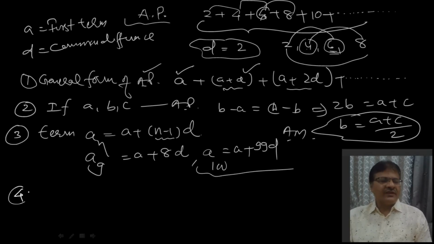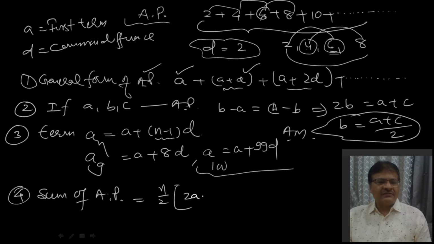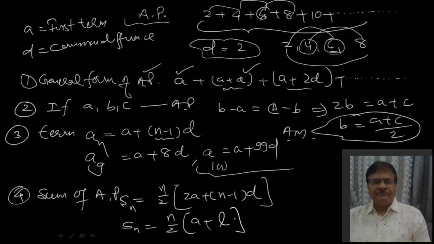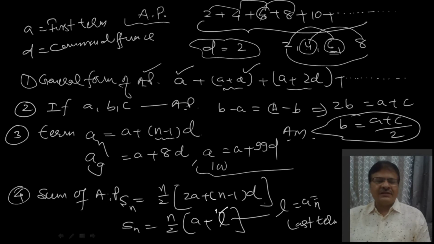Now the fourth point, very important, that is sum of AP, sum of arithmetic progression. We can write Sn equals n by 2, then twice of A plus n minus 1 multiplied by D. The symbol for sum is Sn. There is one more formula, that is n by 2 times first term A plus last term L. So L equal to An equal to last term. This formula you can apply only when the last term is available. If the last term is not available, then no need to apply this formula. This is the very famous Sn, and usually we apply this formula. Right? Next point.